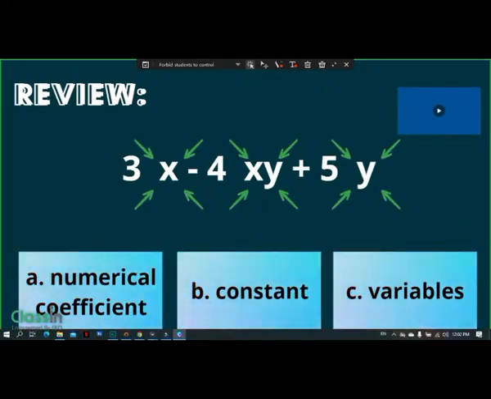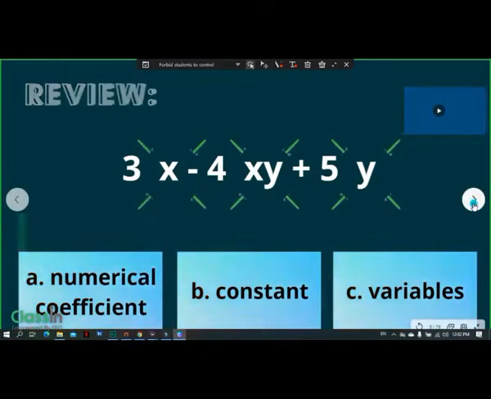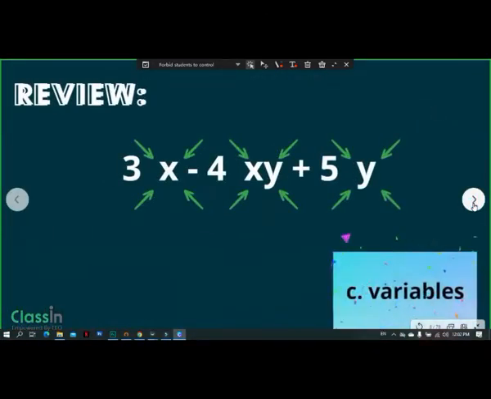The choices are A, numerical coefficient, B, constant, C, variables. So, what is the correct answer? These are the variables. Yung mga letters po natin sa algebraic expression, we called it variables. Okay? Last question.